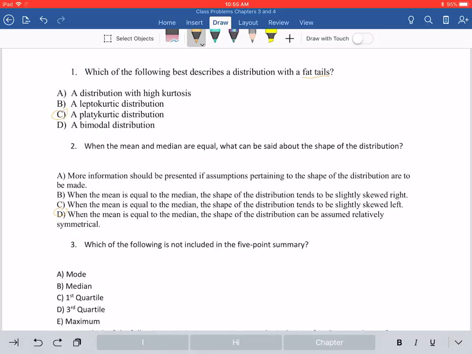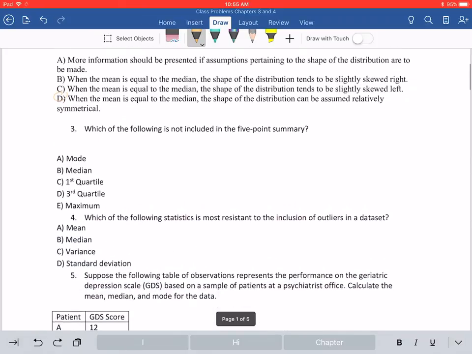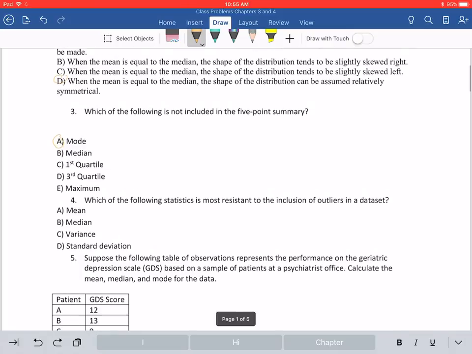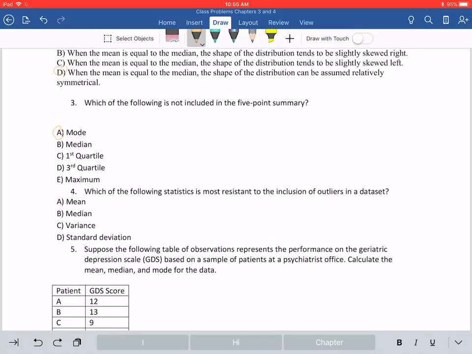Moving on, which of the following is not included in the 5-point summary? You have mode, median, first quartile, third quartile, maximum, and the answer is mode. We don't have mode in the 5-point summary. We just have our quartiles, our median, maximum, and the minimum.